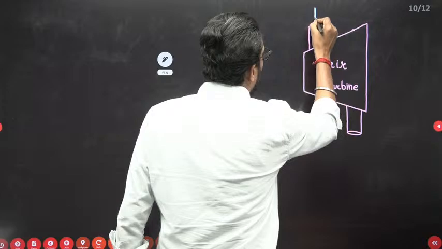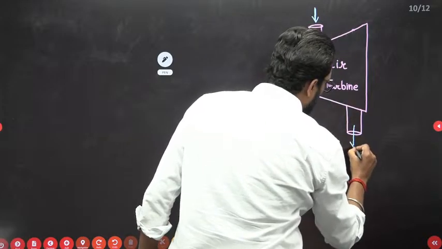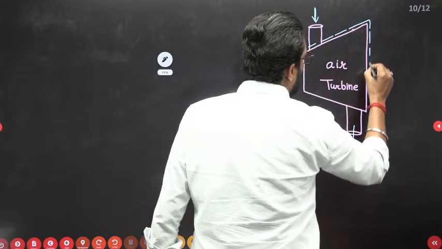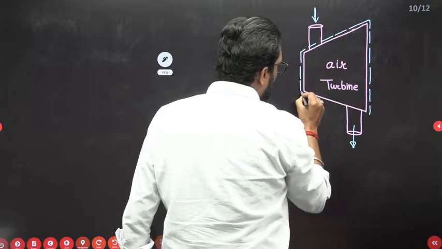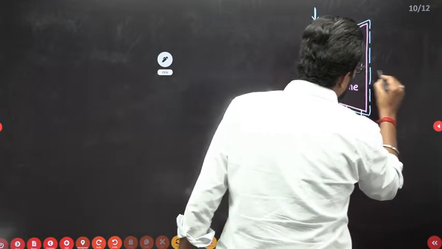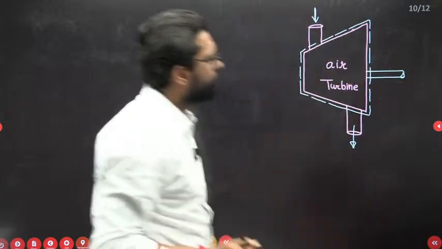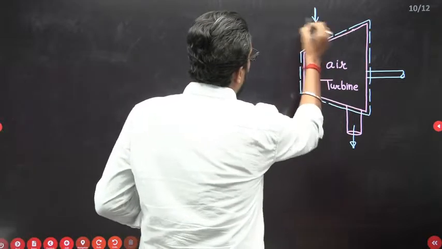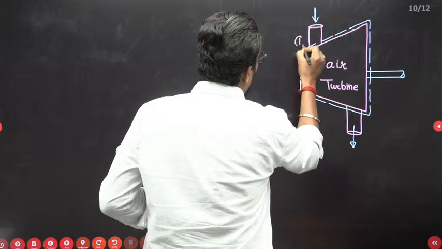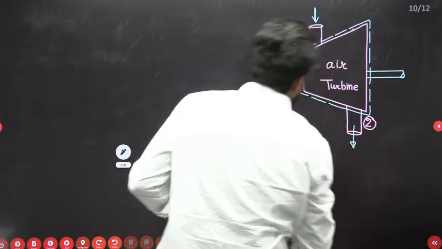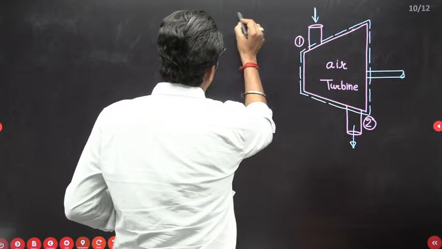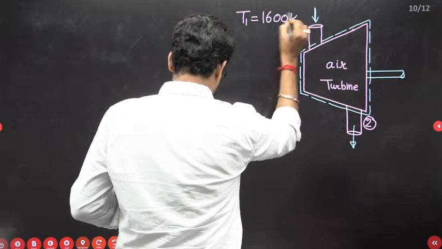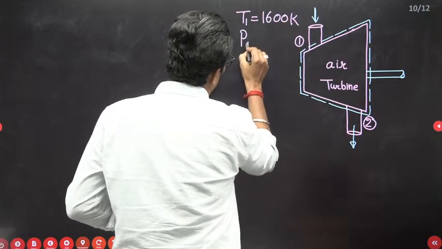This is your inlet, and this is your exit, and this is our control volume analysis, and this is our shaft. Now this is inlet, that is section 1, and this is section 2. Here T1 is given, 1600 Kelvin, and here P1 we have to find.